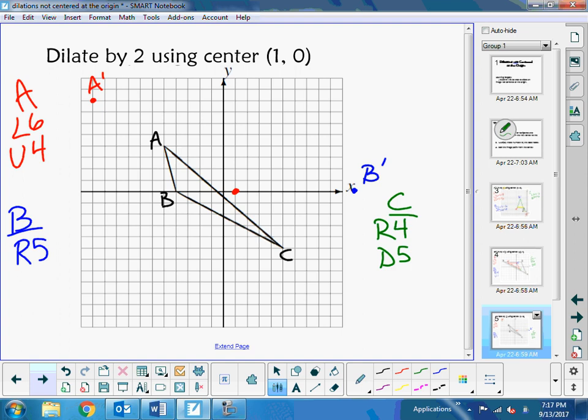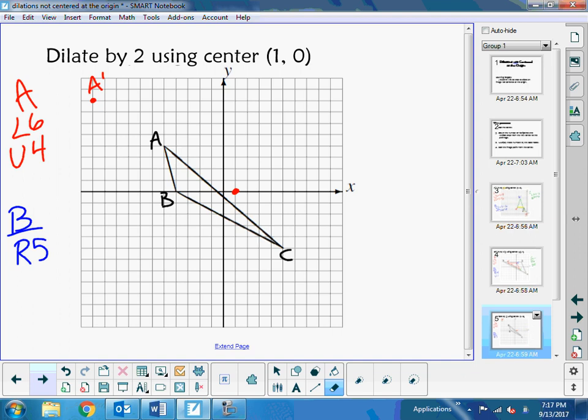Oh, okay, let me go back to B. I didn't write it wrong. I counted to the right instead of to the left. You know, that whole right and left thing, that directional thing is kind of bad for me. All right, so I should have gone to the left 5 here. So over here on point B, to the left 5, that means I really need to go to the left 10. 1, 2, 3, 4, 5, 6, 7, 8, 9, 10. There we go, this looks a little bit better.